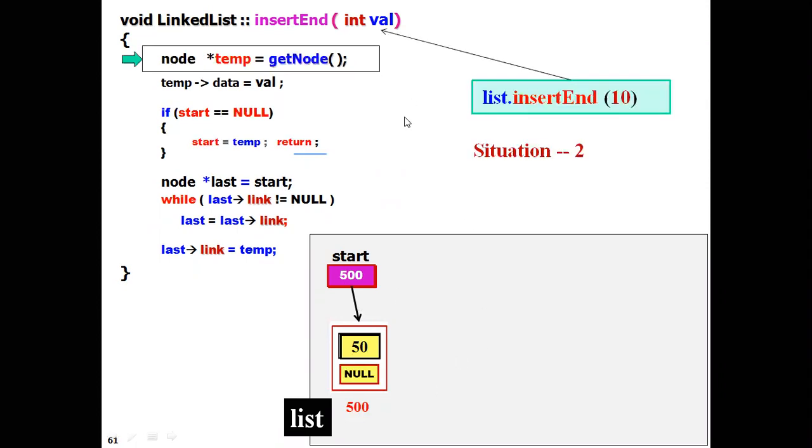Now we will call the function again for insert end of 10. Say this is situation 2. There is one node and you are calling the function insert end for 10.